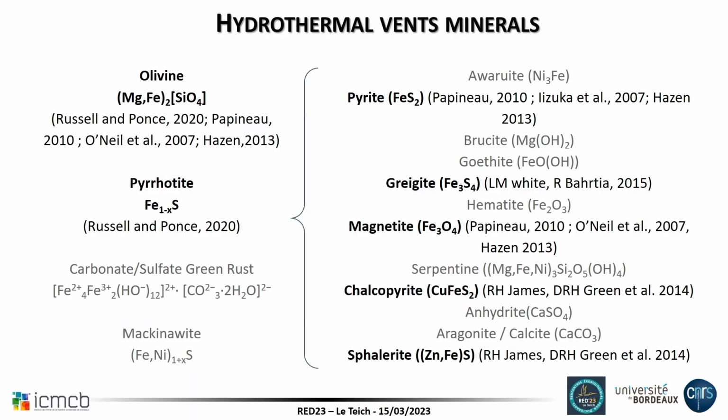In terms of minerals, there are lots of studies, different types of papers that you can find here. I've pointed out that what we have right now is mostly magnetite, greigite, pyrite, chalcopyrite, or sphalerite. So those types of systems could have been quite the same at this period, with the presence that is validated of olivine, pyrrhotite, and different types of other minerals like mackinawite, sorry.